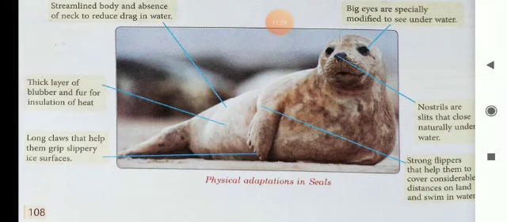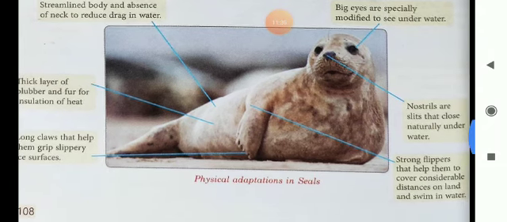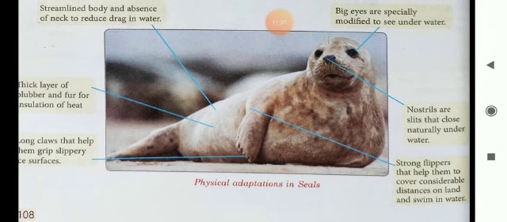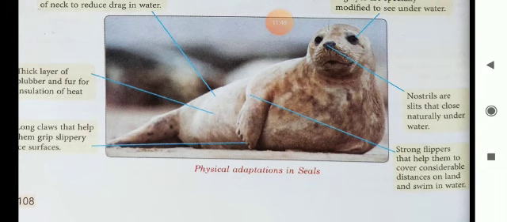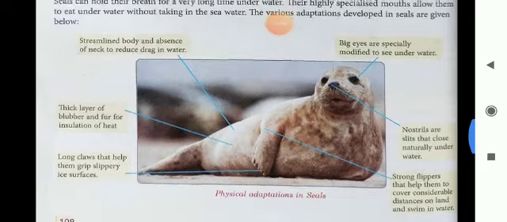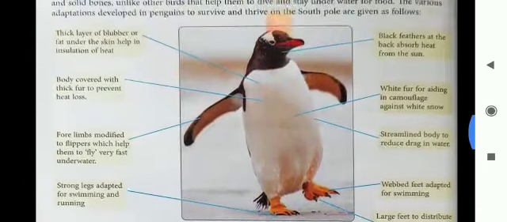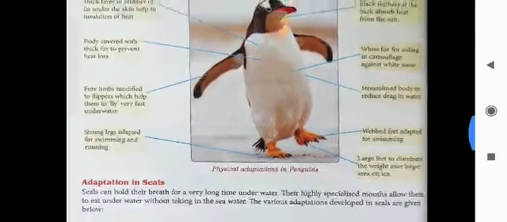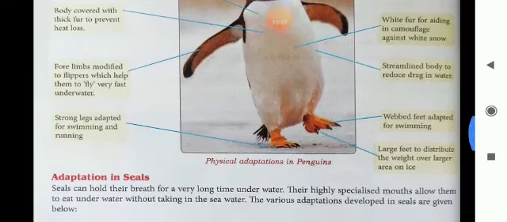Long claws help them grip the slippery ice surface. The nostrils, the nose, are slits that close naturally underwater. They close automatically when it goes inside the water. And strong flippers help them to cover considerable distances on land and swim in water. Flipper-like hands help them to swim in water. So these are the physical adaptations in seals. So all these are in polar regions. Three animals you have seen here: polar bear, penguin and seal, and different adaptations in them. The rest we will read another day.